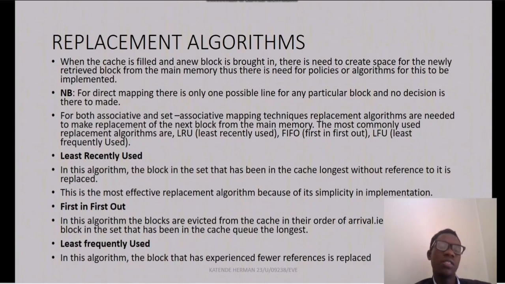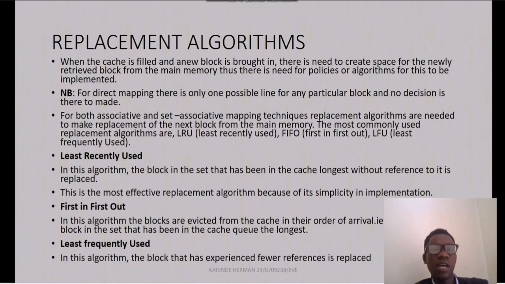In the least recently used algorithm, the block in the set that has been in the cache the longest without reference to it is replaced. So if you have a block in the cache that has gone long without being referenced, when a new block comes in, it is the one that is replaced. Actually, this is the most efficient replacement algorithm, because of its simplicity in implementation.